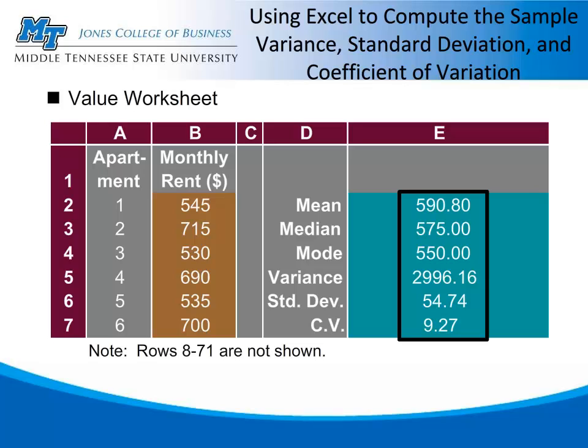2,996.16 is the value for the variance. Square root of that would be the standard deviation. And then the 9.27 is the coefficient of variation, when you take the standard deviation and divide it by the mean, and then move it over 2 decimal places.